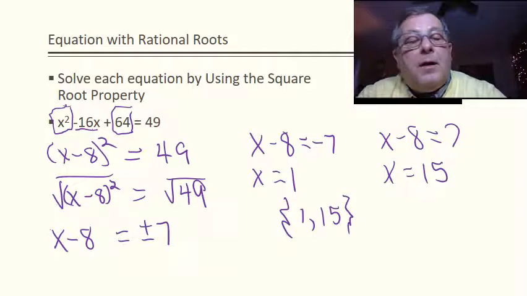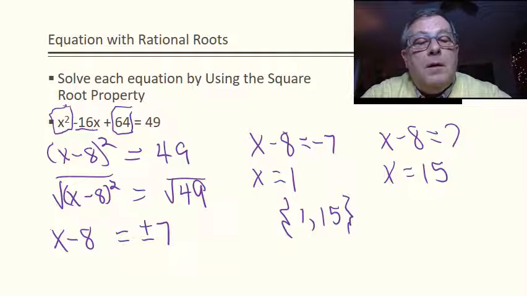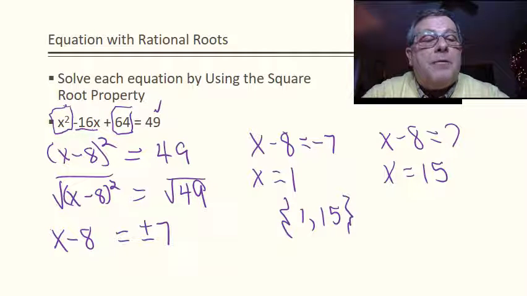Now, if I don't believe that, I could plug that back in. Let's plug the 1 back in because that's easy. Well, 1 squared is 1. Minus 16 times 1, well, that's negative 16. So 1 minus 16 is negative 15, plus 64. Negative 15 plus 64, in fact, is going to give me 49, and that would check out.